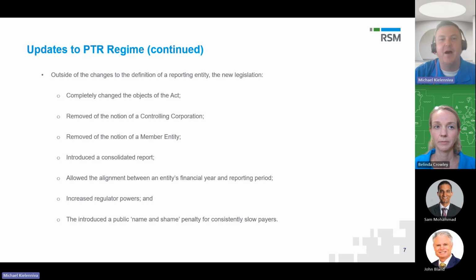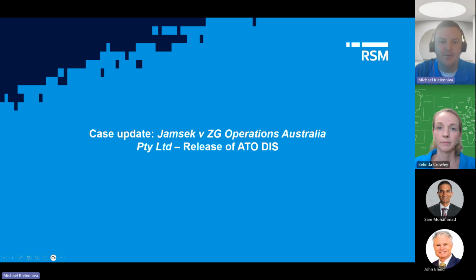And they've introduced this kind of public name and shame penalty for consistently slow payers. So my understanding is that any payers that are in the bottom 20% are compelled to publish on their main website that they're a slow small business payer. And on the flip side, top payers are allowed to say that they're a fast small business payer. That's all I've got on payment times reporting.